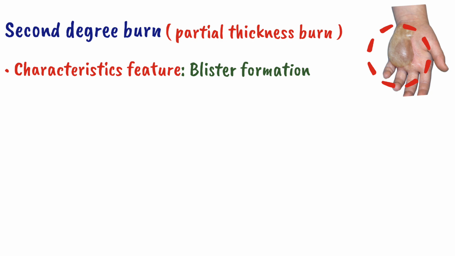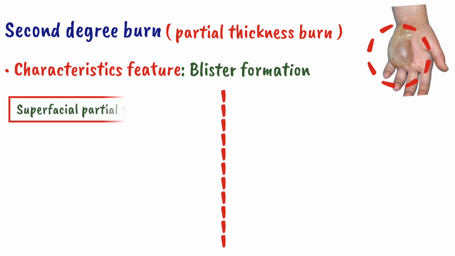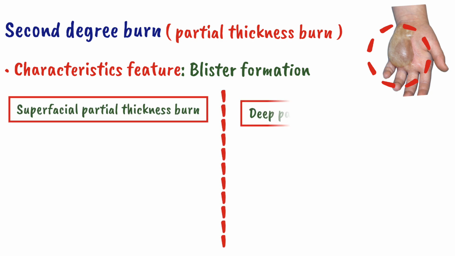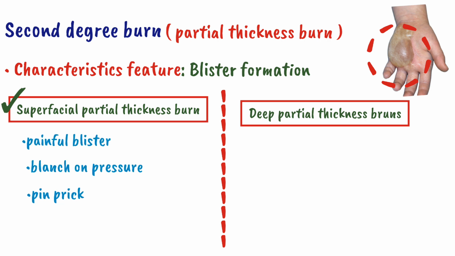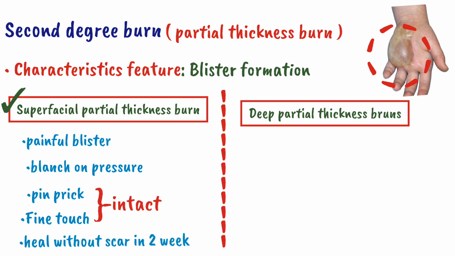But as we know, the second degree burn is further divided into two types, the superficial partial thickness burn and the deep partial thickness burn. So what will be the differentiating points between these two categories? In the superficial partial thickness burn, there will be a painful blister which will blanch on pressure. Along with that, the pinprick and fine touch sensation will be intact, and this burn will heal without scar in 2 weeks.